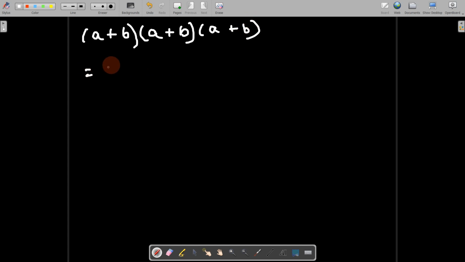The situation is, kid number one can choose either A, sprinkles, or B, choco chips. Child number two can also select either sprinkles or choco chips. Child number three again can select either option A, sprinkles, or option B, choco chips. So this can be written as (A plus B) the whole cube.